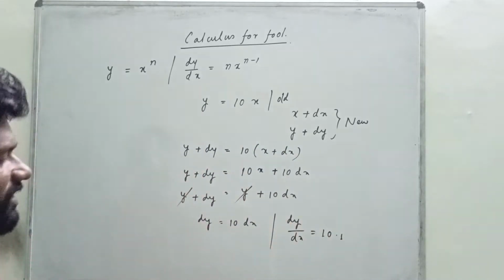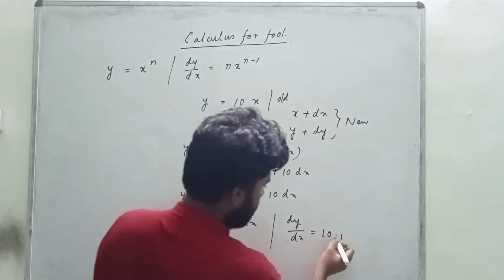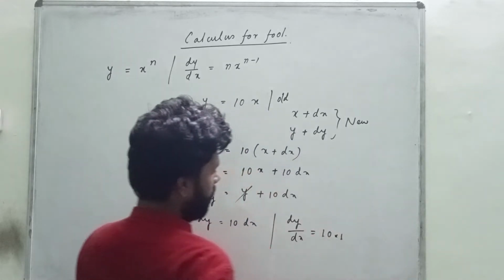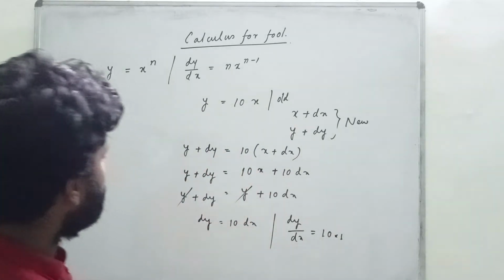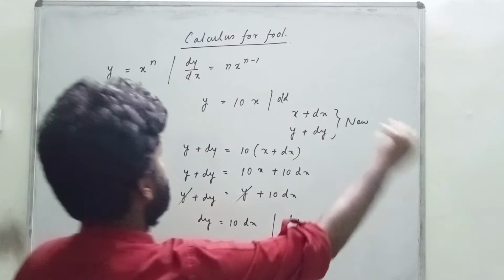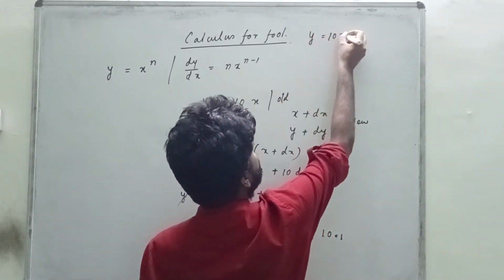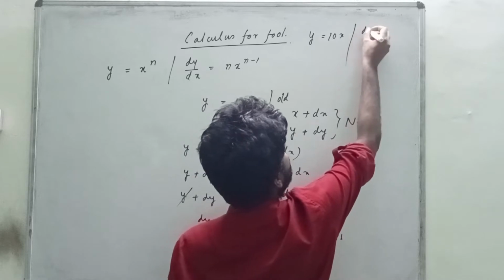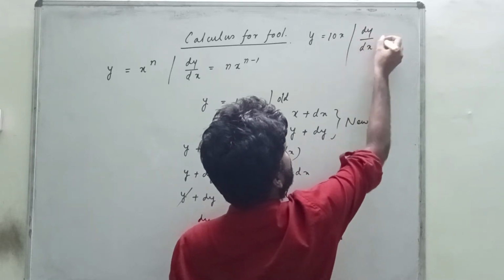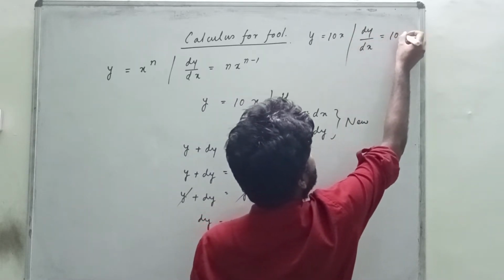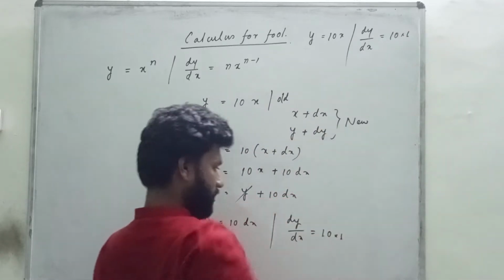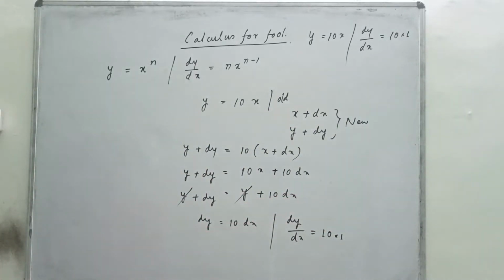The 10 into 1 means 10, right? Okay. So if y equals 10x, then dy over dx goes to 10 into 1, which is of course just 10. Okay.